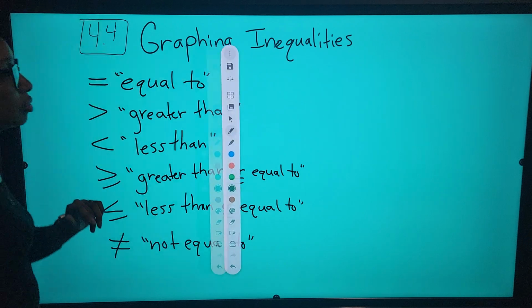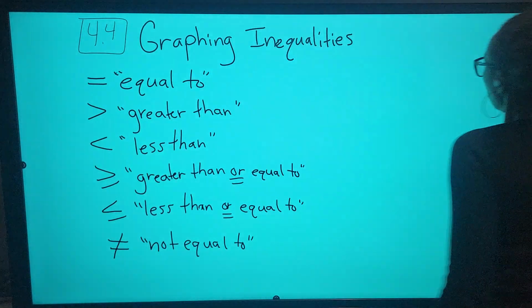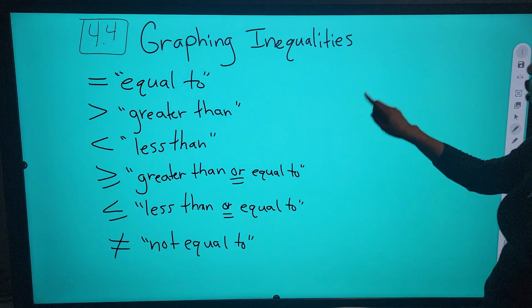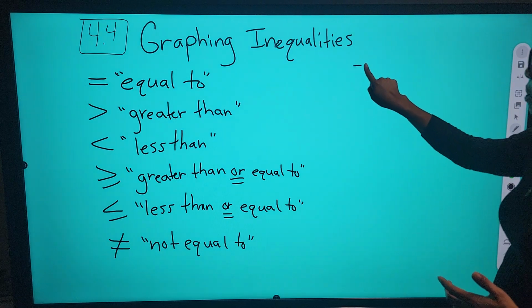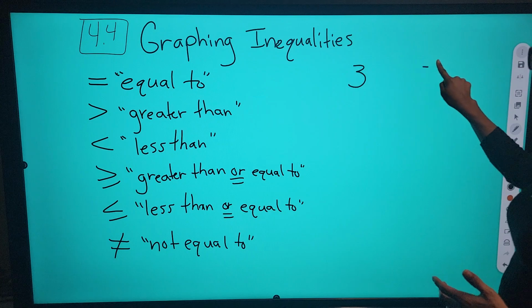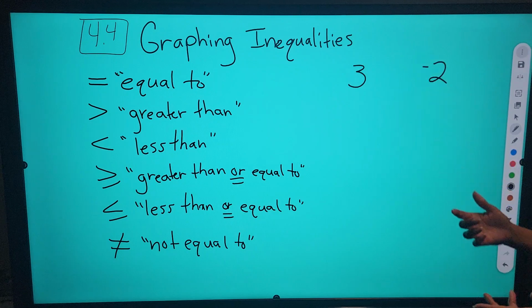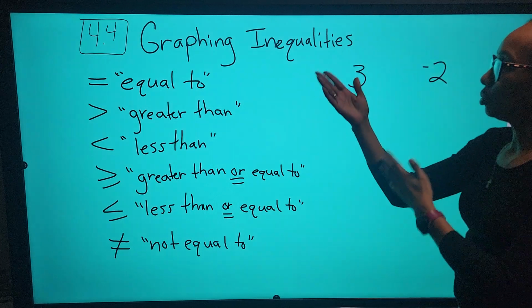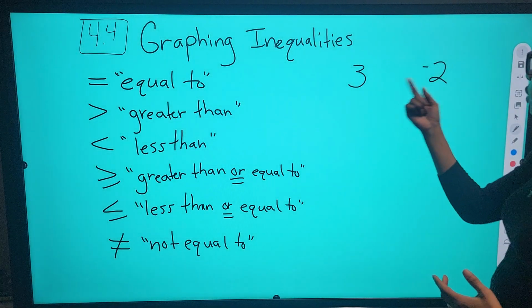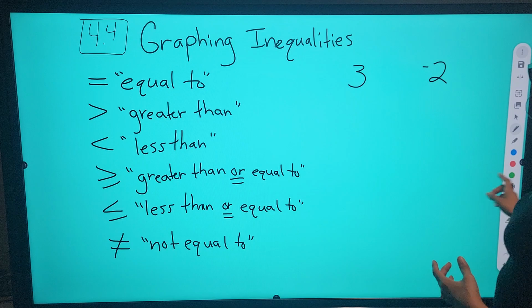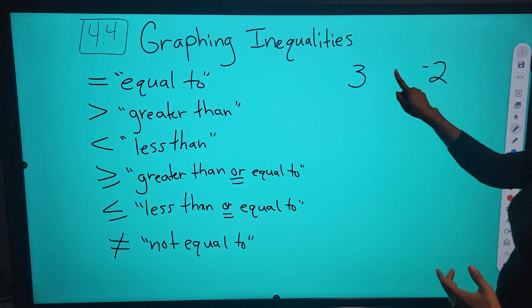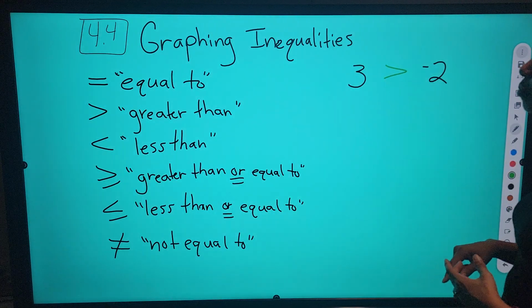I'm going to slide this over. So we could have an inequality. Before we would have numbers like maybe 3 compared to -2, right? And we would say, well, which symbol could we use here? Well, in this case, we can see clearly that 3 is greater than -2. So we could use a symbol that's greater than, right?